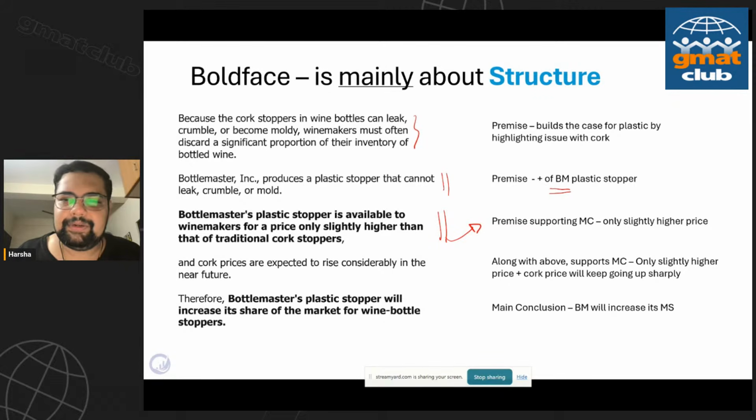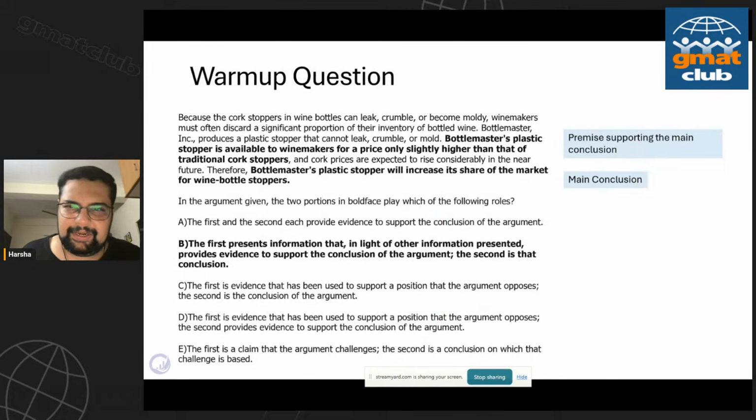It's supporting the main conclusion. It's telling you that right now it's only slightly costlier than your cork stopper. Then you add the second piece of information: cork prices are going to increase considerably. So the implication is that this one is only slightly higher right now, cork price is going to keep going up, which means at some point the plastic stoppers are going to be cheaper. Therefore comes the main conclusion that Bottle Master is going to increase its market share with its plastic stoppers. So I think it's pretty clear.